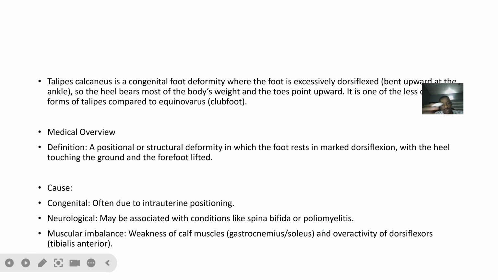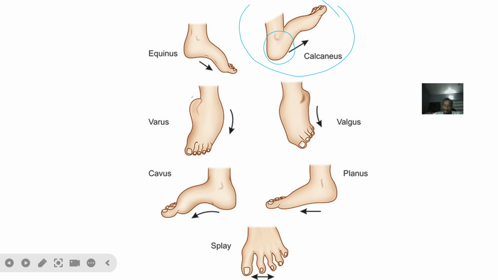So it's a congenital foot deformity, meaning someone is born with it. The foot is excessively dorsiflexed, bent upward at the ankle. So the heel bears most of the body's weight and the toes are pointing upward. Everything is up. There are different types, but we'll only focus on this.